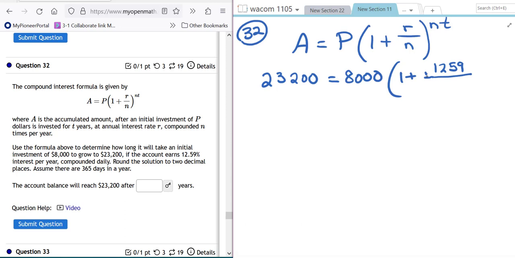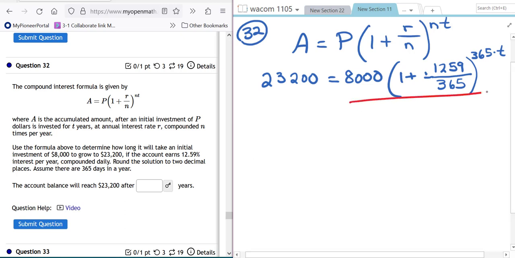divided by your compounding intervals. This one says it is compounded daily. And so we're going to use 365. And 365 is also here. And T is the piece we don't know. All right, so we've plugged everything in there. The first thing you have to do is get rid of this 8,000. It's multiplied by this piece with the exponent, so you're going to divide. So we're going to divide on both sides by 8,000.